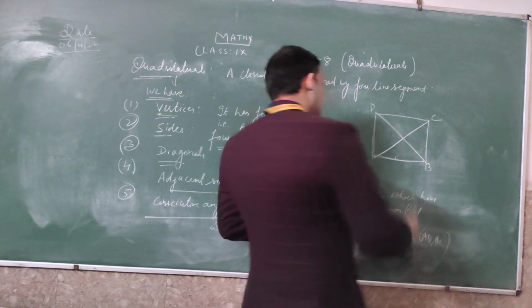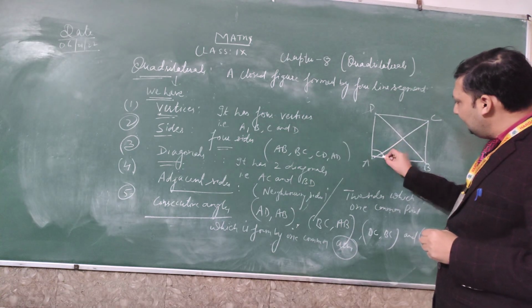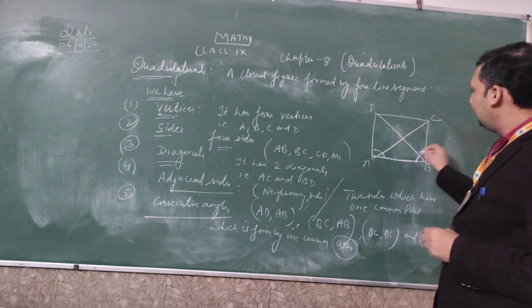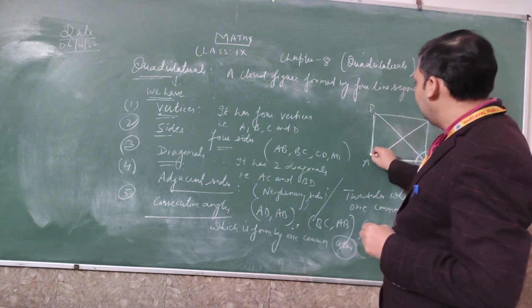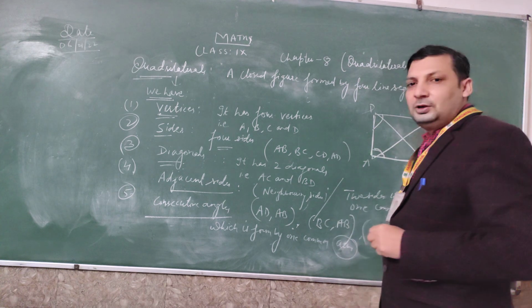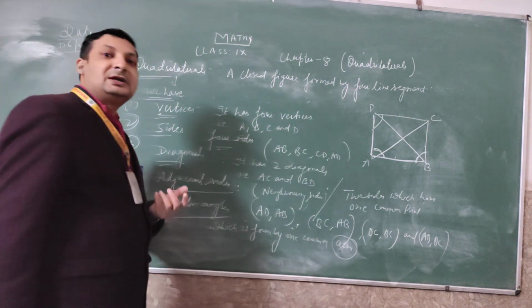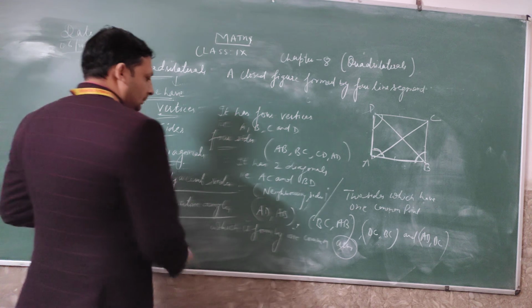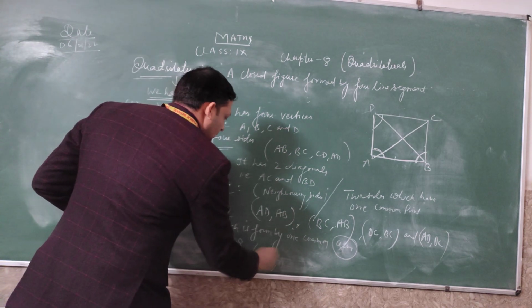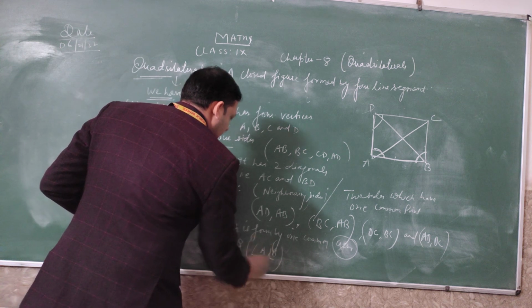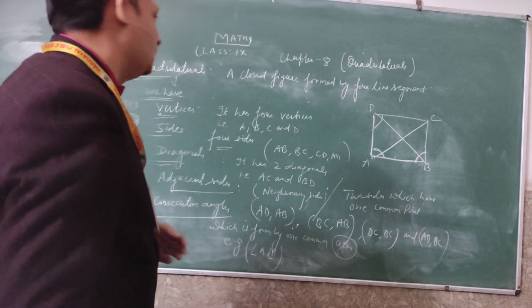So look here. When we talk about this side, AB, it has angle A and angle B. So angle A and angle B are called consecutive angles. When we look from AD, angle D and angle A are called consecutive angles. Consecutive angle is also called adjacent angle. For example, angle A and angle B are called adjacent angles.